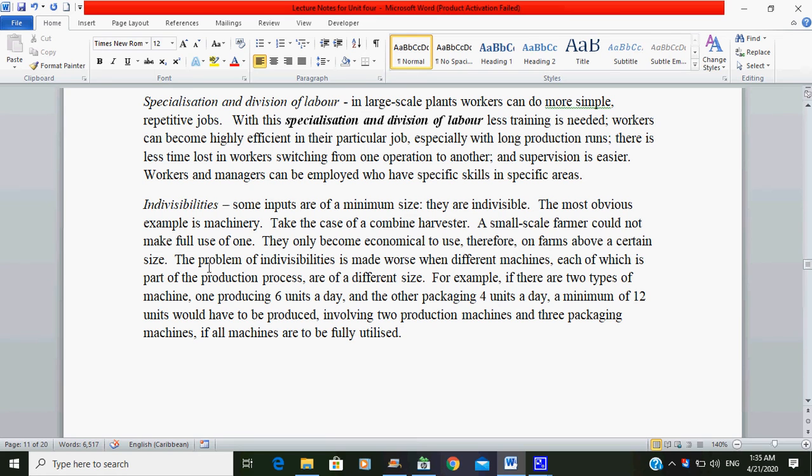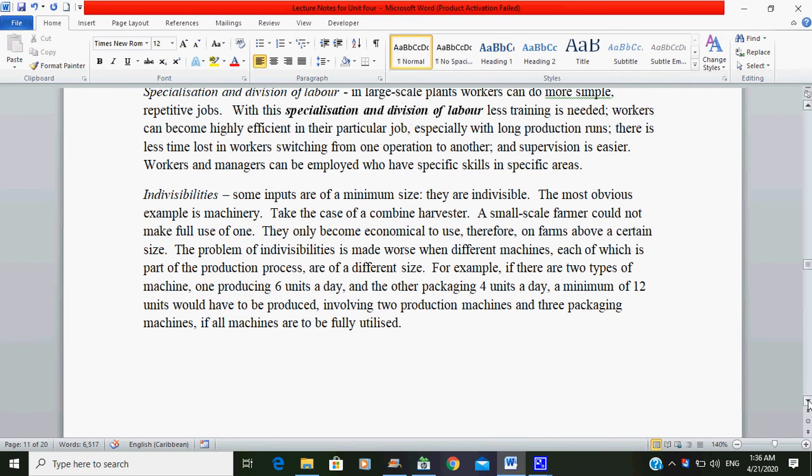And the problem of indivisibility is made worse when different machines, each of which is part of the production process, are of a different size. For example, if there are two types of machine, one producing 6 units a day, the other packaging 4 units a day, a minimum of 12 units would have to be produced, involving two production machines and three packaging machines, if our machines are to be fully utilized.